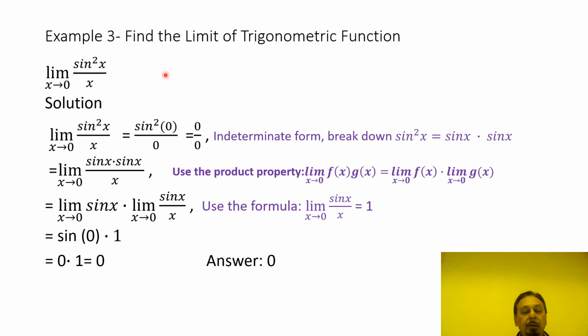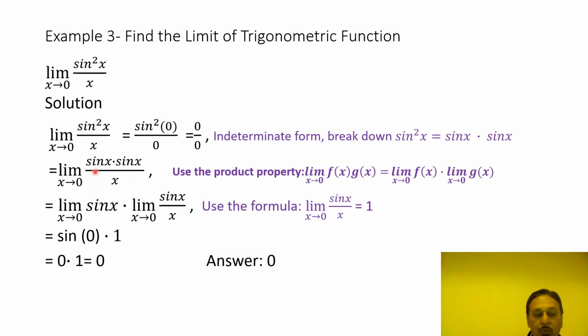Example 3. Find the limit of the trigonometric function: the limit as x approaches 0 of sine squared x over x. Solution: we do direct substitution, so sine squared 0 over 0. Remember sine 0 is 0, so sine squared 0 is also 0. So you have 0 over 0, again an indeterminate form. So we break down sine squared x into sine x times sine x. So you have the limit of sine x times sine x over x as x approaches 0.